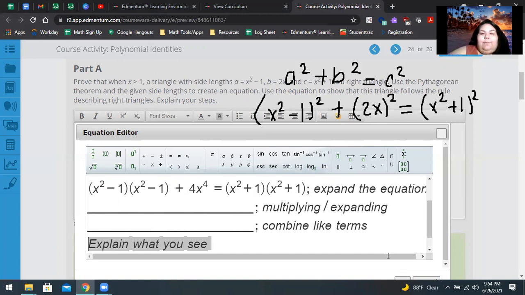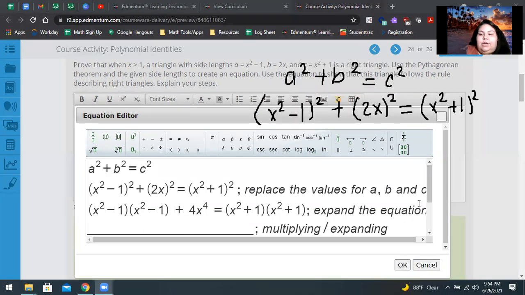Once you are done with that, I forgot one last important step: once you're done, you're going to go ahead and click OK, and all your work that you have typed right there should be shown in the box below. Let's go ahead and move on to part B.